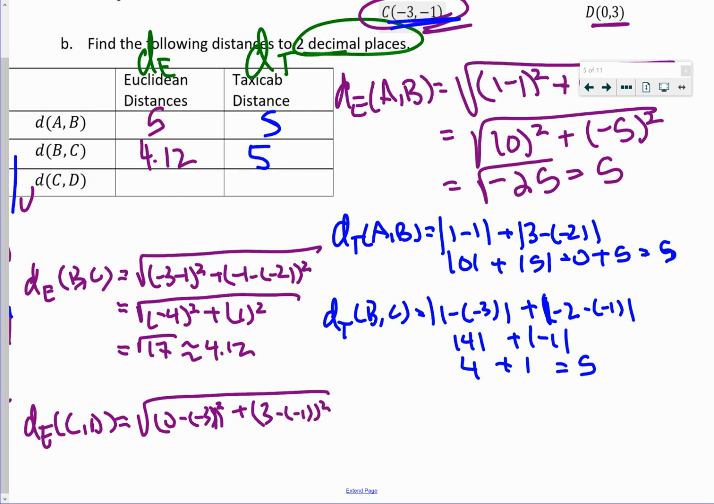Okay, 0 minus -3 is going to be 3. And 3 minus -1 is going to be 4. 3 squared is going to be 9, plus 4 squared is 16. This gives us the square root of 25, which would be 5.